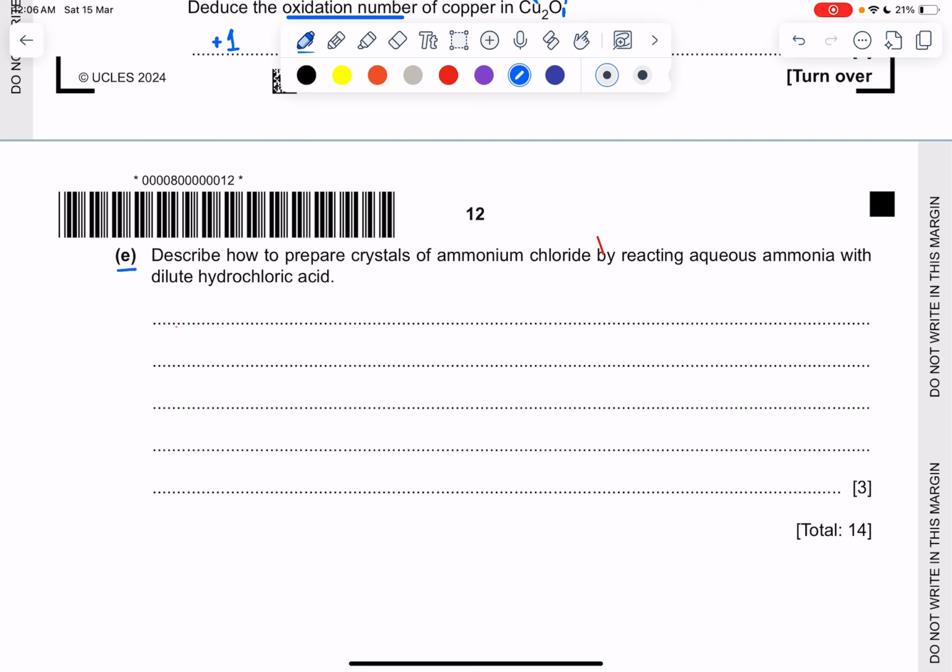Okay, next is part E. Describe how to prepare crystals of ammonium chloride by reacting aqueous ammonia with dilute hydrochloric acid. So ammonium chloride is basically a soluble salt. To prepare a soluble salt we have two methods. The first method is, if the starting material is insoluble, then we have to write the excess reagent method. But here the examiner is using the word aqueous ammonia. It means the starting material is soluble in water, as the dilute hydrochloric acid is also soluble. So in such cases the technique that we follow is titration.